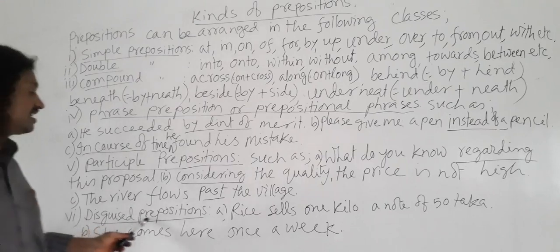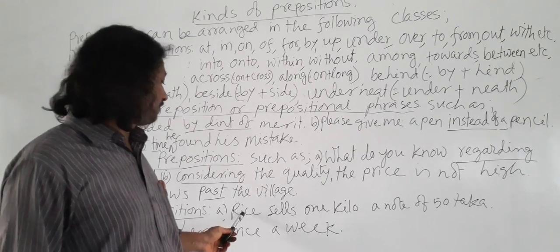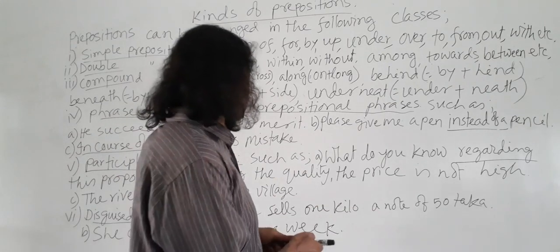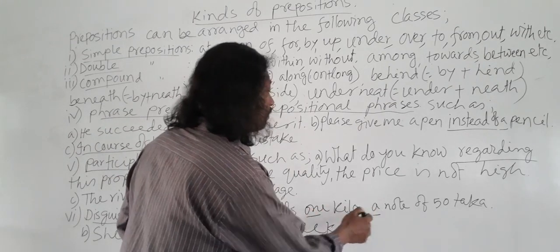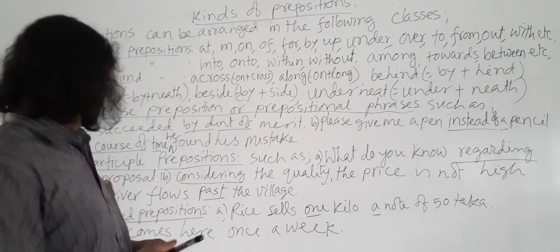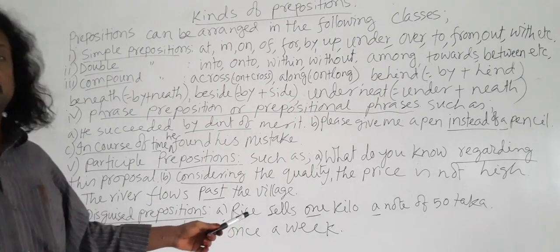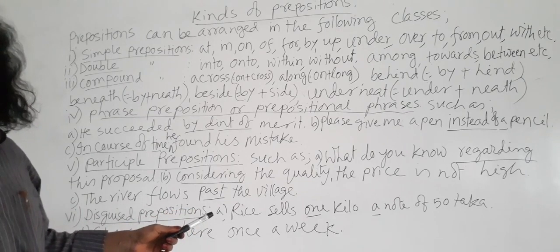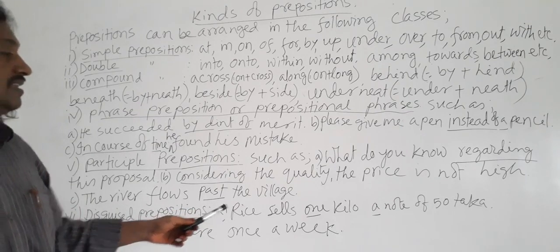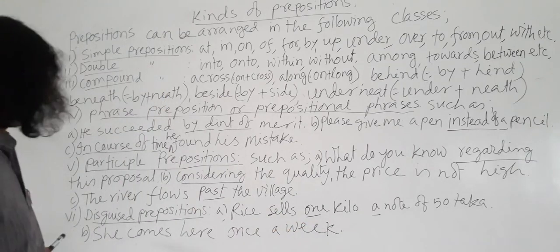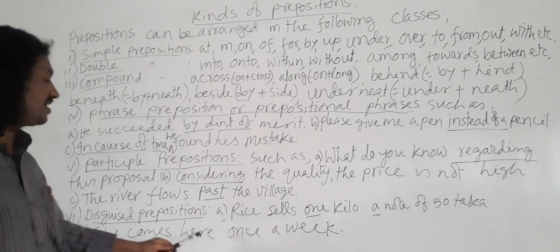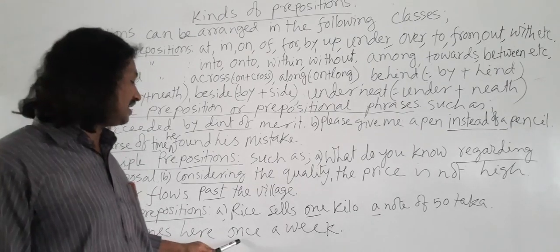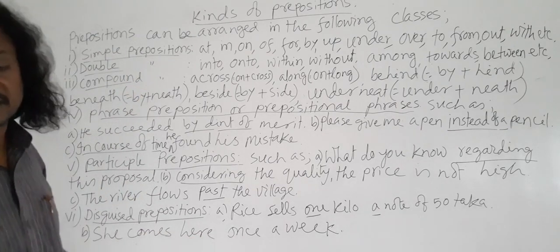Number 6, disguised prepositions. For example, rice sells 1 kilo, a note of 50 taka. Here the prepositions are disguised. Disguised means the preposition is not used, but you have to think that there is a preposition here. She comes here once a week. So there is a preposition, but it is disguised. Okay?